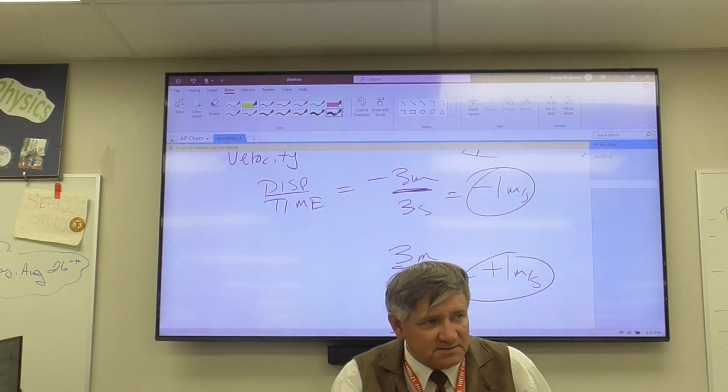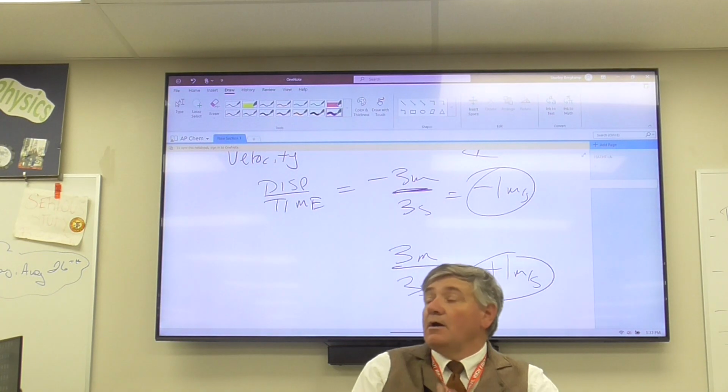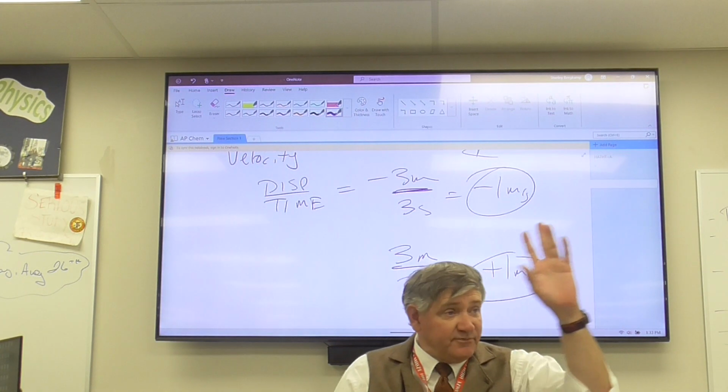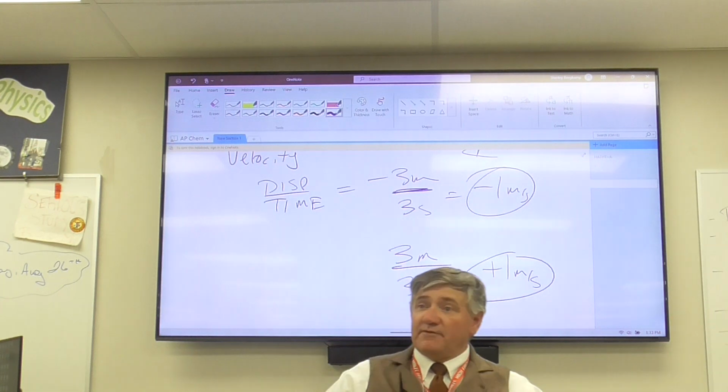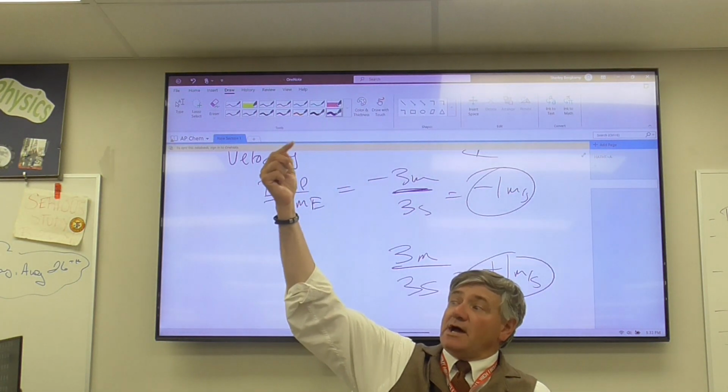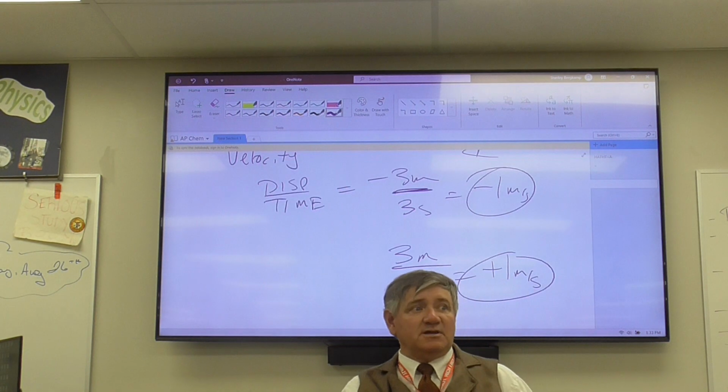It's going to have negative velocity on the way down. Okay? If you define up as being negative, which you could, you would have negative velocity on the way up and you would have positive velocity on the way down.